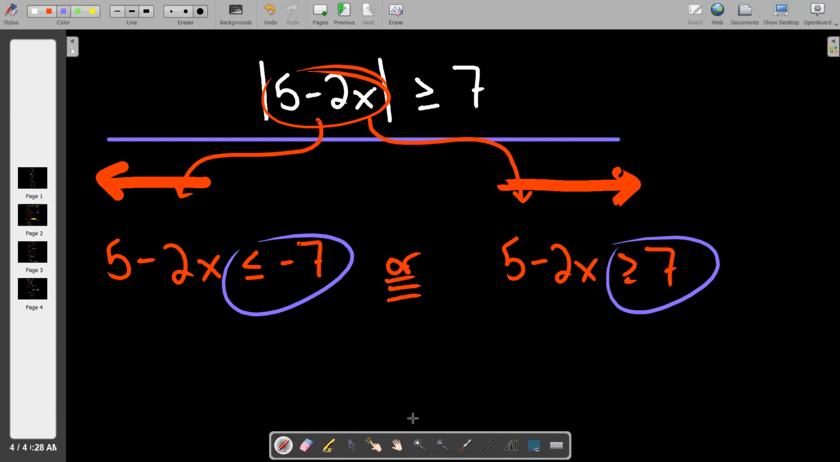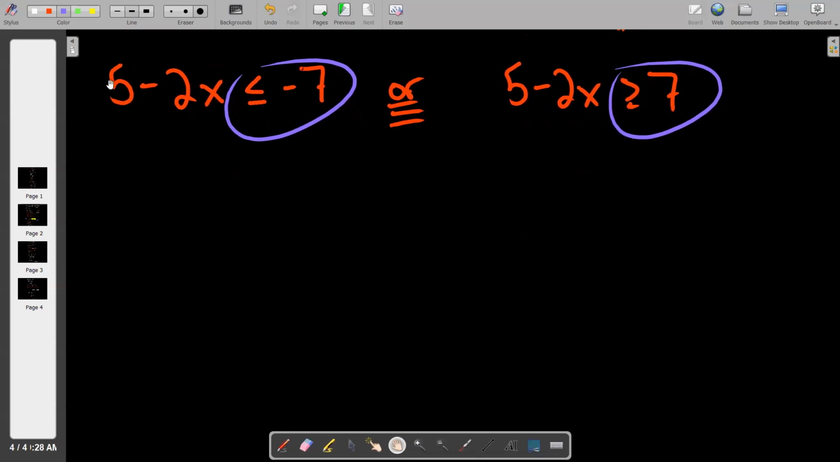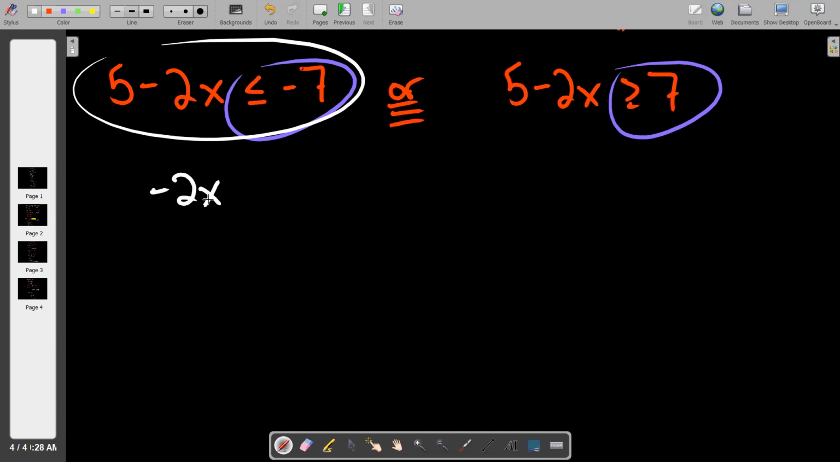One on the left, what do we do? Basic algebra. What do we solve this? Subtract 5 from both sides. You get negative 2x is less than or equal to negative 12. Let's divide both sides by negative 2. What do we get? Top notch. I had to switch the sign, right? Because we divided by negative 2.